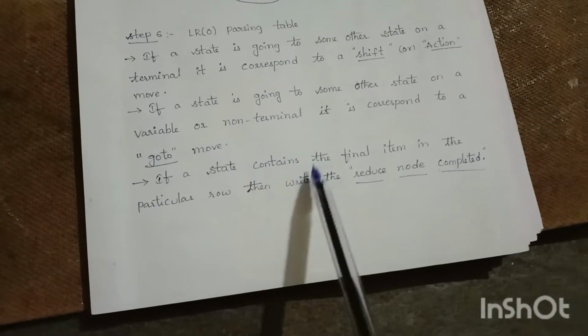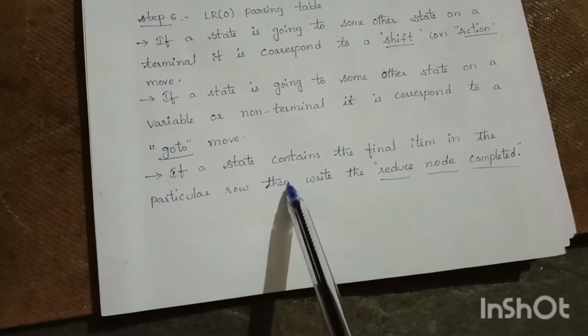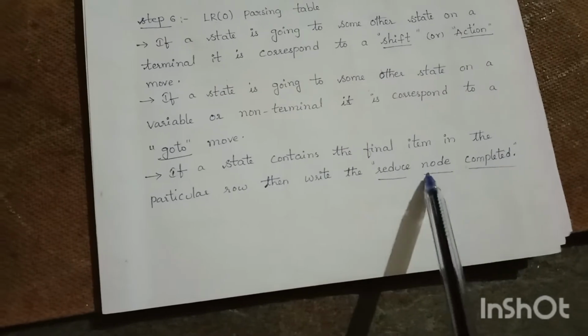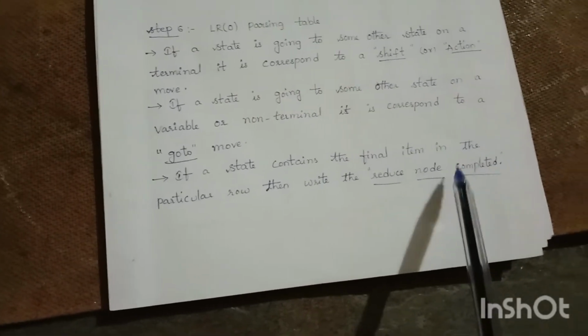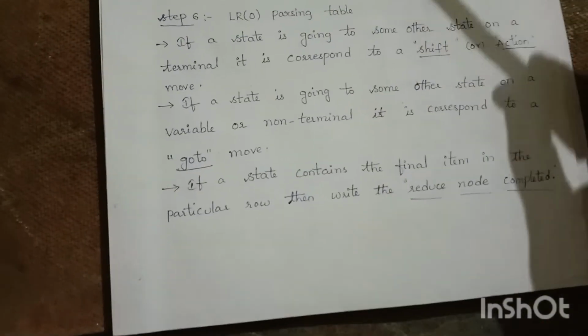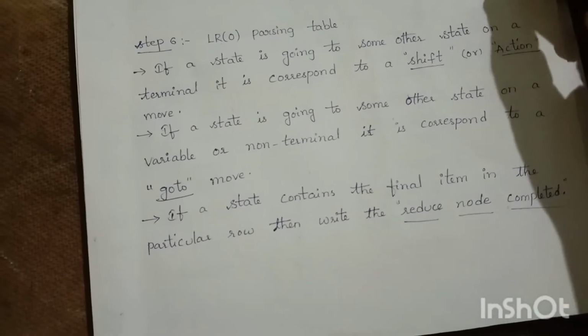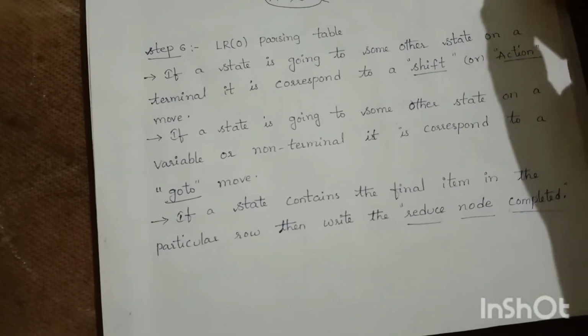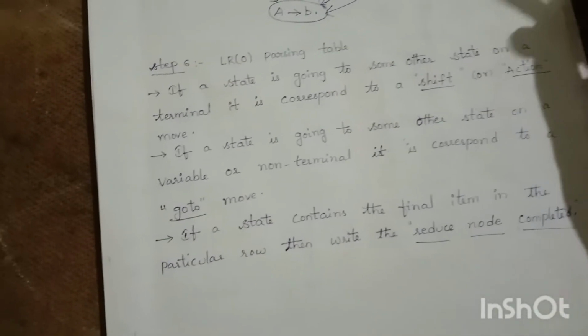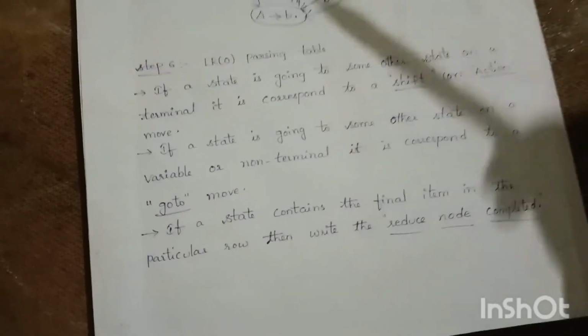If a state contains the final item in the particular row, then that is called a reduce node, completed. So if a state contains any final item, now see here, this is the final item, then there we can use the reduce operation.